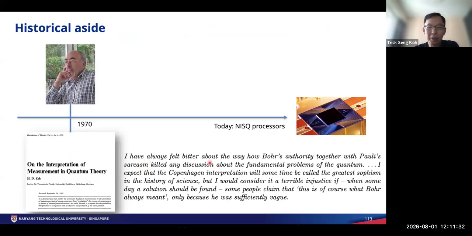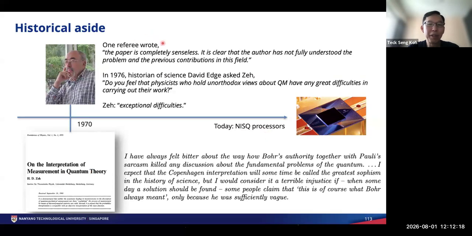I've always felt bitter about the way Bohr's authority, together with Pauli's sarcasm, killed any discussion about the fundamental problems of the quantum. I expect that the Copenhagen interpretation will sometime be called the greatest sophism in the history of science, but I will consider it a terrible injustice if, when someday a solution should be found, some people claim that this is of course what Bohr always meant, only because he was sufficiently vague. Okay, we are a long way from there, but this is still very valid because we are a long way from a solution to the measurement problem, even though today we have noisy intermediate scale quantum processors.